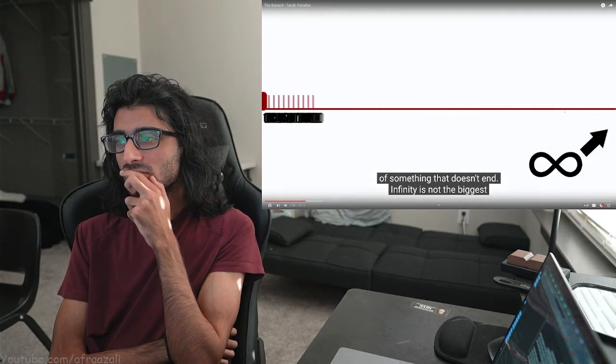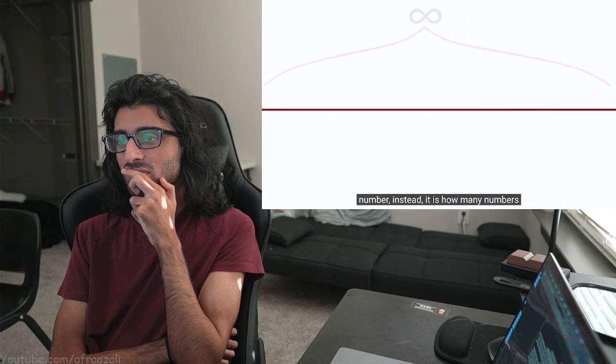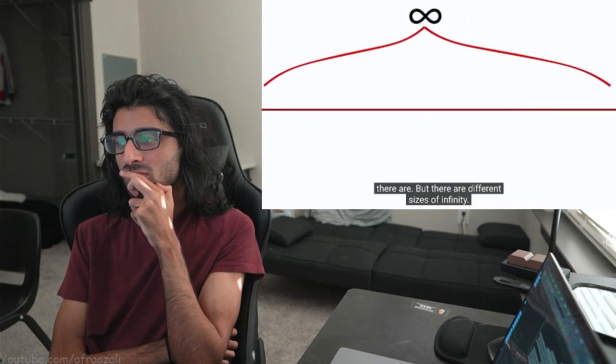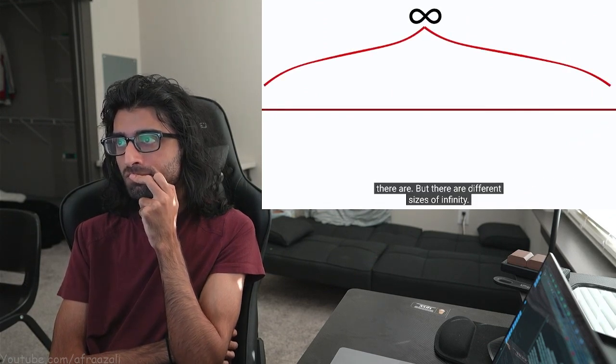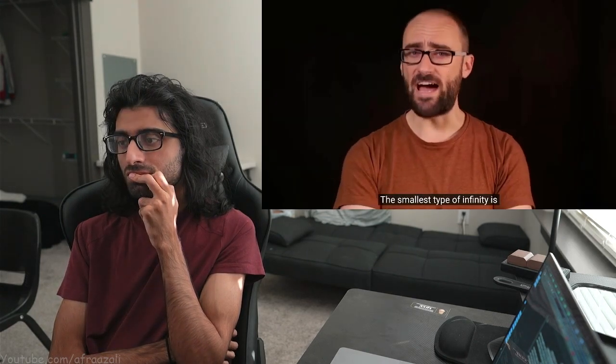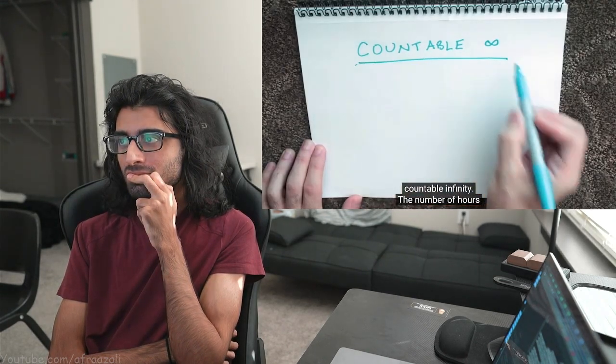Infinity is not the biggest number. Instead, it is how many numbers there are. Yeah. But there are different sizes of infinity. The smallest type of infinity is countable infinity.